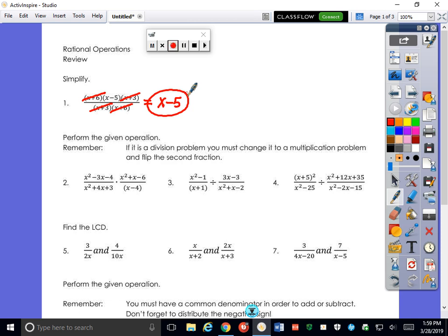Okay, 2, 3, and 4 require you to multiply or divide. Remember that you're going to factor. You're not really multiplying. You're not really dividing. You're going to factor each of the problems, and then you're going to simplify them by canceling like we did at the top. So I like to put it over one big fraction.